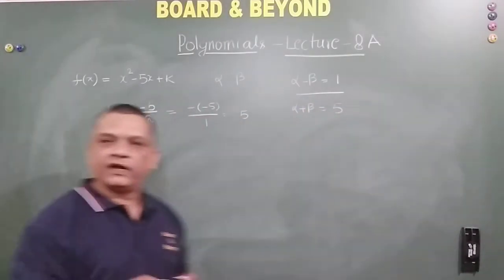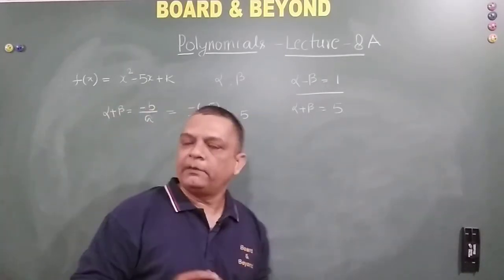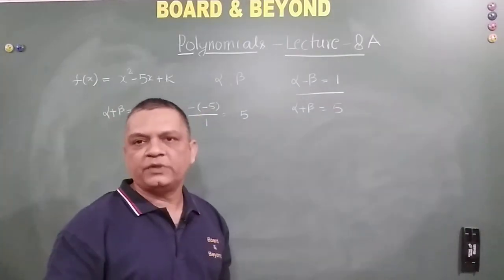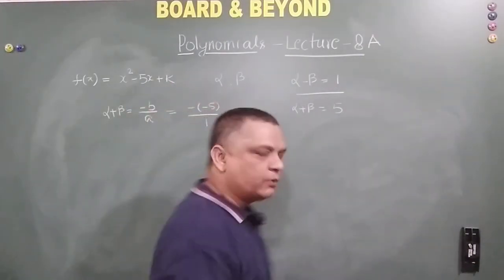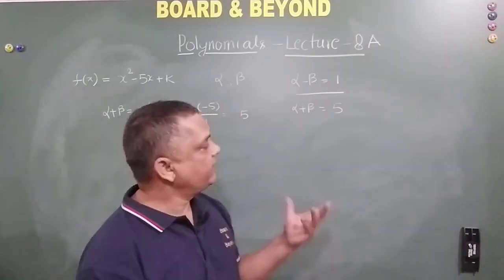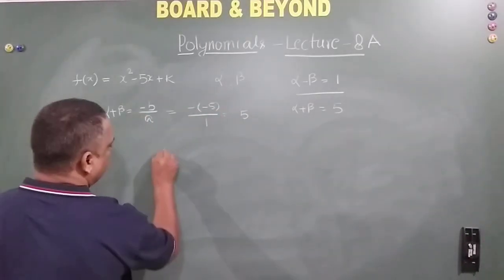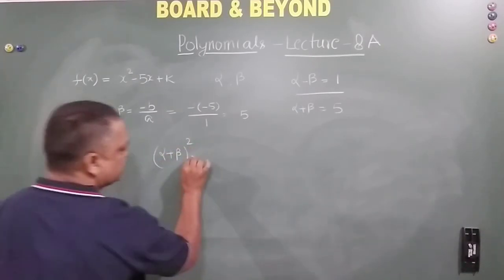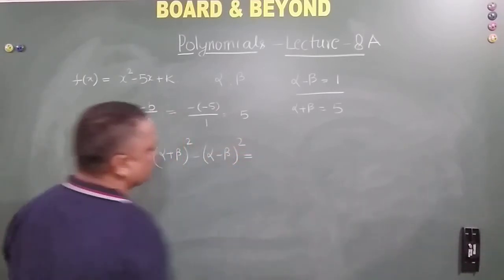Now try to figure out, if we are given alpha minus beta and if we are given alpha plus beta, how is that to find out? One way of finding it out is through linear equation in two variables, which you are going to study next. Another way of finding it out is basically using an identity. So let's say alpha plus beta whole square minus alpha minus beta whole square is equal to how much, my friends?